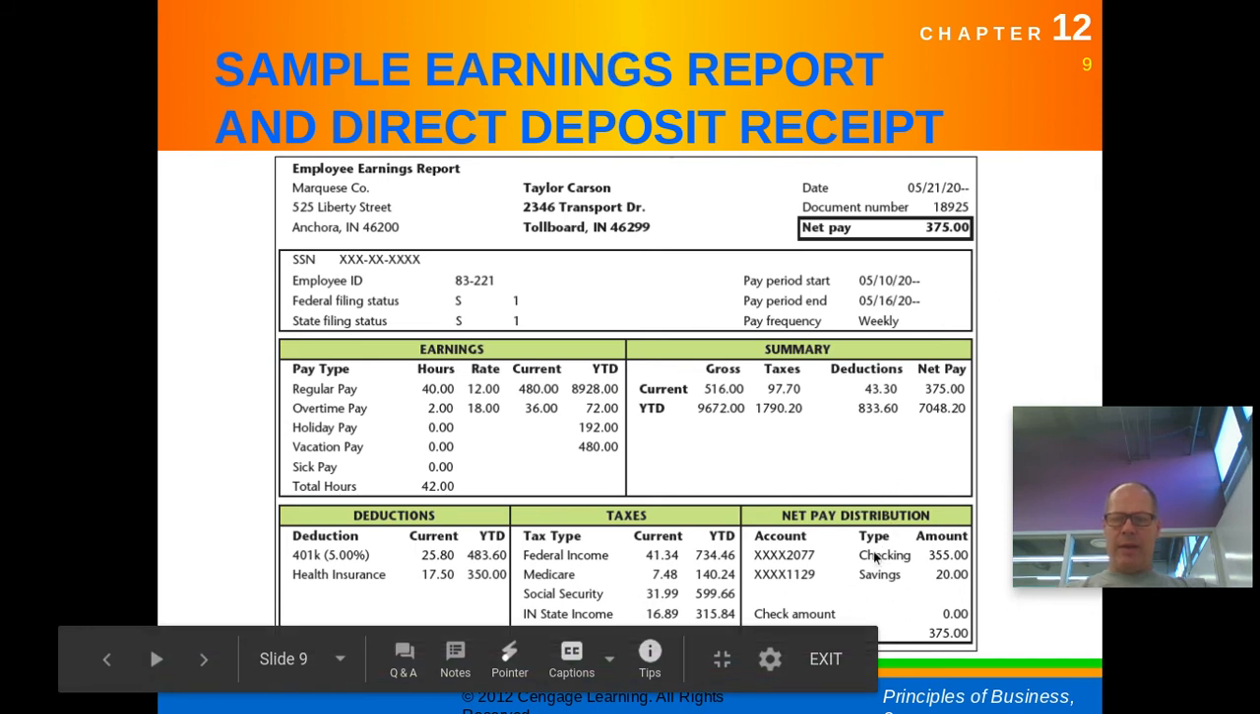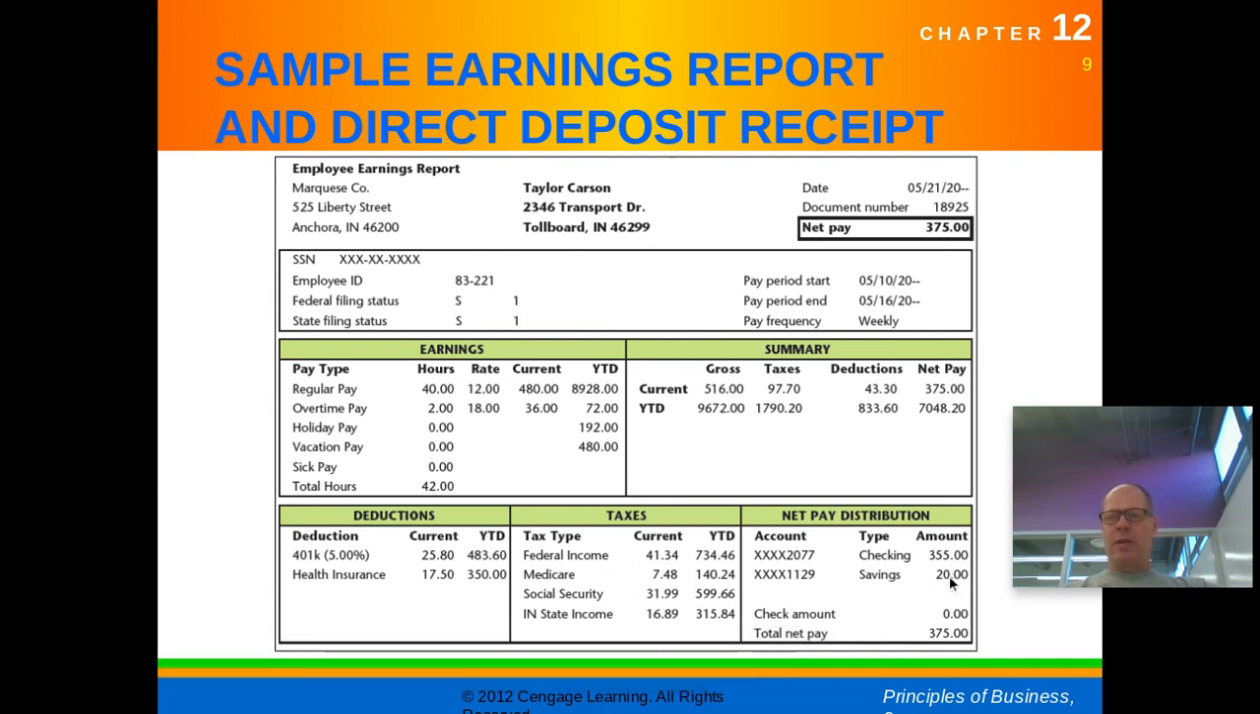And then you can see that they're directly depositing $355 into checking and $20 into savings. So if you set up automatic direct deposit, sometimes people would take money out of their checking and put it in the savings. This can help you save money over the long run. If you can't manage to put money in your checking account and keep some of it and put some in savings yourself, you can have it directly go into there from your paycheck. It helps people be able to manage their finances better.